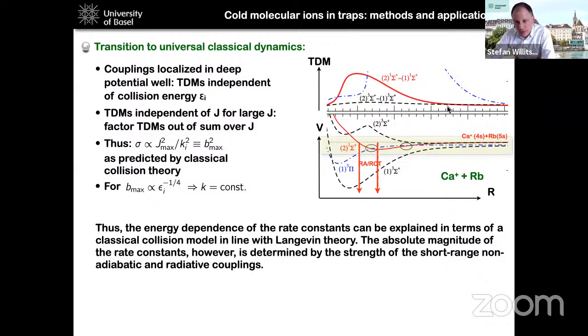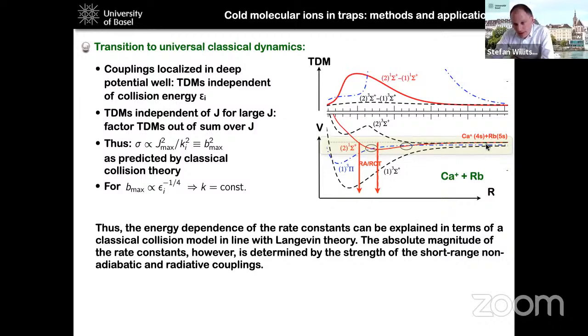And let's focus on this red thick curve. That is the transition dipole moment for a transition from our entrance channel, calcium plus in the ground state plus rubidium in the ground state, colliding with one another, and then radiating down to the absolute ground state of the system, which is rubidium plus calcium. And so you see these transition dipole moments only become appreciably large at short internuclear distances.